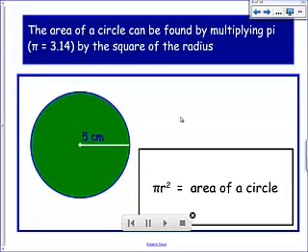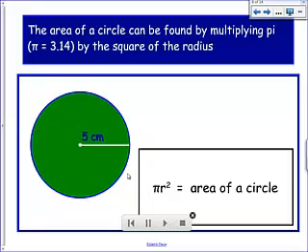In order to figure out the area of a circle, you first need to know either the radius or the diameter. Now, it's easier to know the radius because the actual formula is pi r squared. You take pi, you multiply it by the radius squared. Okay? So in other words, the equation would look something like this.